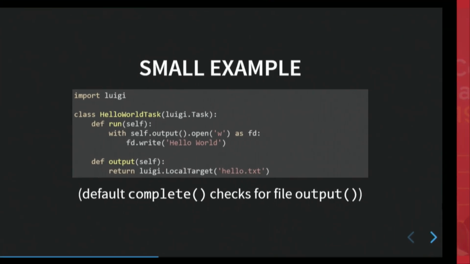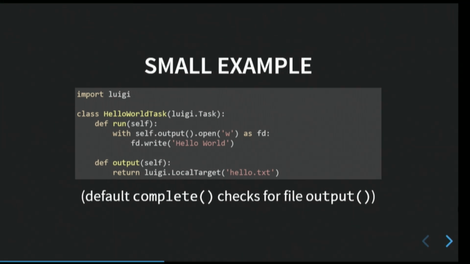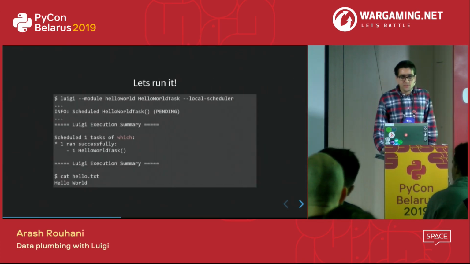This is one hello world task I wrote. It's an example, just so you get to see how it works. Can people read this? Okay, in the front at least. In this one there's no complete here. There's one thing called output, and output is basically like complete, but you know it's only one file, so you don't need all that boilerplate. The run method will open this file and write hello world, and then it's done. And this one has no dependencies. Okay, so let's run it.